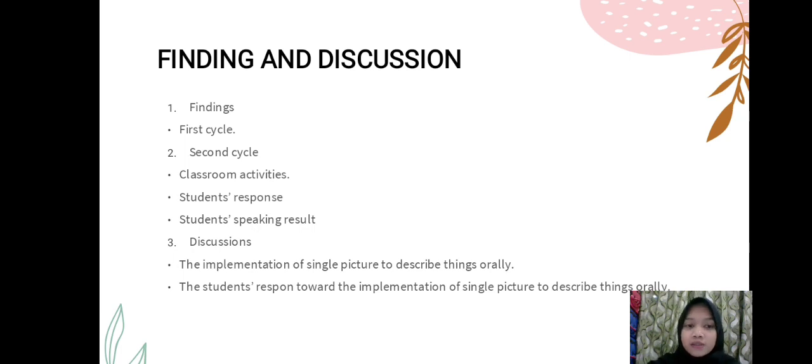Findings and discussion. Number one, findings. Secondly, classroom activities, student responses, and student speaking results. Number three, the implementation of a single picture to describe things orally. Number two, the students' responses to the implementation of a single picture to describe things orally.